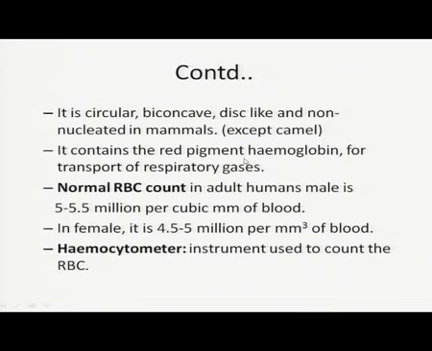It contains the red colored pigment, hemoglobin, which has two parts, heme and globin, the iron part and the protein part. They are meant for transport of respiratory gases, carbon dioxide as well as oxygen. A little additional information I would like to give you: the normal RBC count in an adult human male is 5 to 5.5 million per cubic millimeter of blood, and in the female it is 4.5 to 5 million per cubic millimeter of blood. We can count the number of RBCs using an instrument known as the hemocytometer.